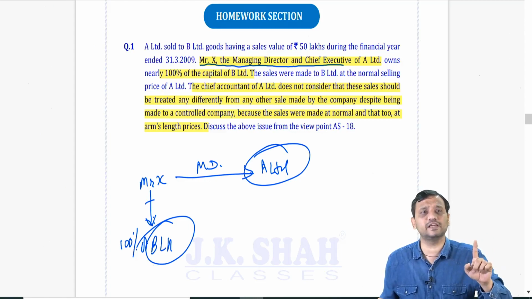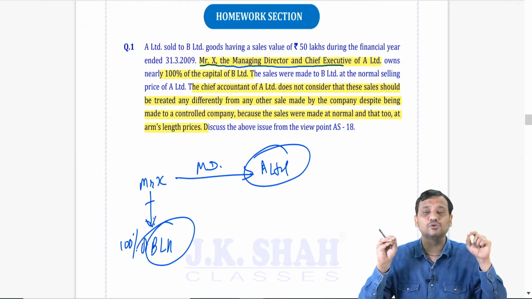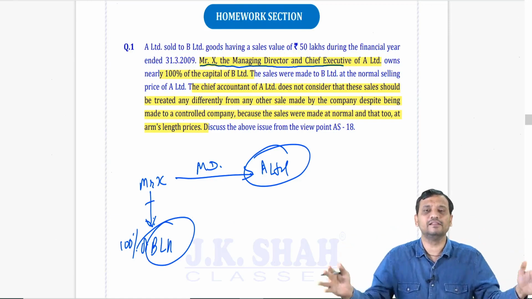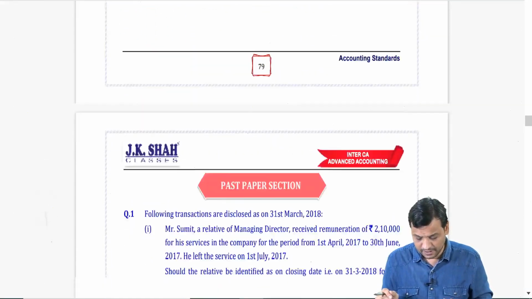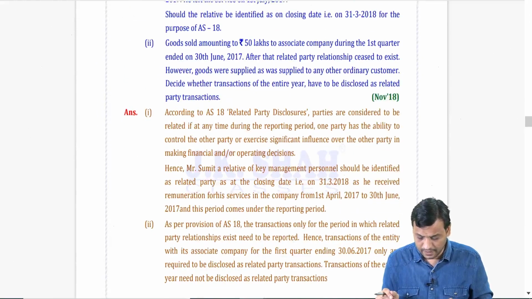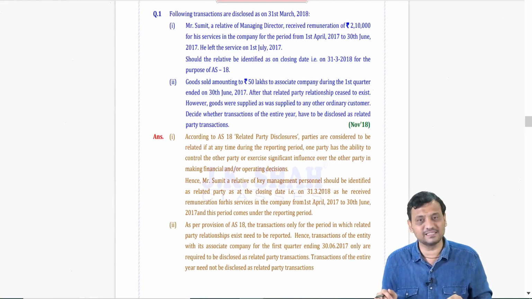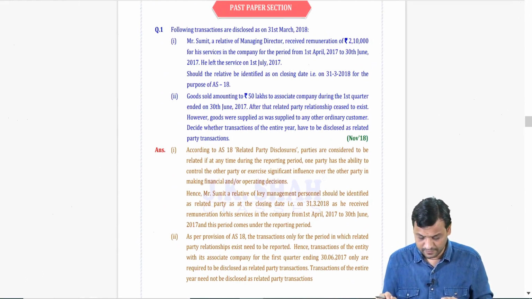AS 18 doesn't say if you do transaction at different price then disclose. What does AS 18 say? AS 18 says disclosure is required. You just have to disclose these are our related party and these are the transactions. Nothing more, my dear students, from this chapter. Yeah. A past exam question which is already solved. So, no big stuff.